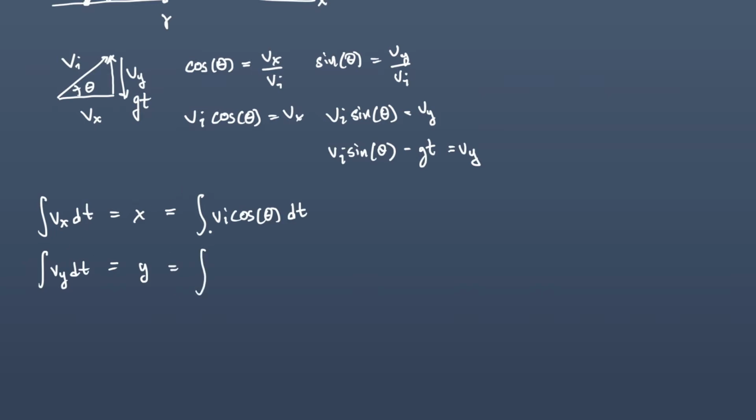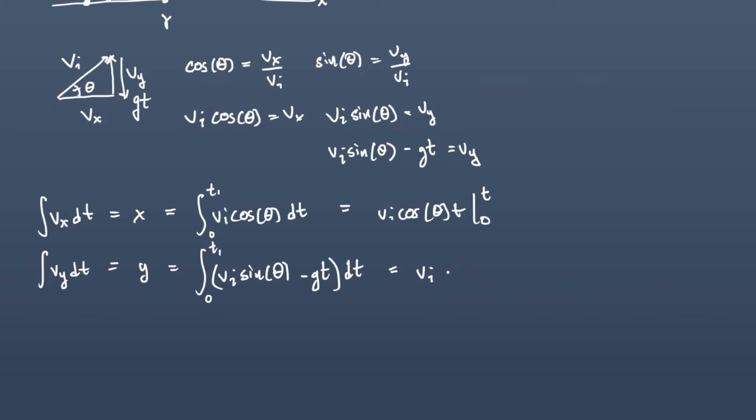Okay, and we want to integrate this between two time points, t equals 0 to some t1, of Vy, which is V initial times the sine of theta minus gt, dt. That is this part right here. And what do we get from doing these? This here is Vi cosine of theta times t from 0 to t. And this here is, well, this is a constant.